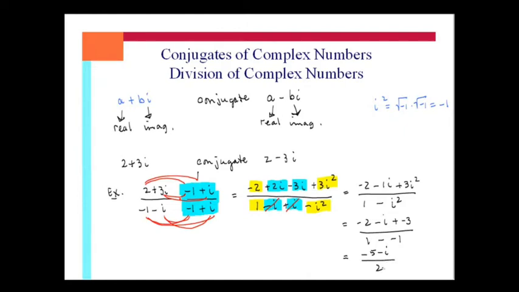Now, we traditionally try to rewrite a complex number separating the real part from the imaginary part. So let's split this fraction up as negative 5 halves minus 1 half i. That's the division or quotient of 2 plus 3i divided by negative 1 minus i. Again, we have a real part and we have an imaginary part as the result of the division. That's how we divide complex numbers.